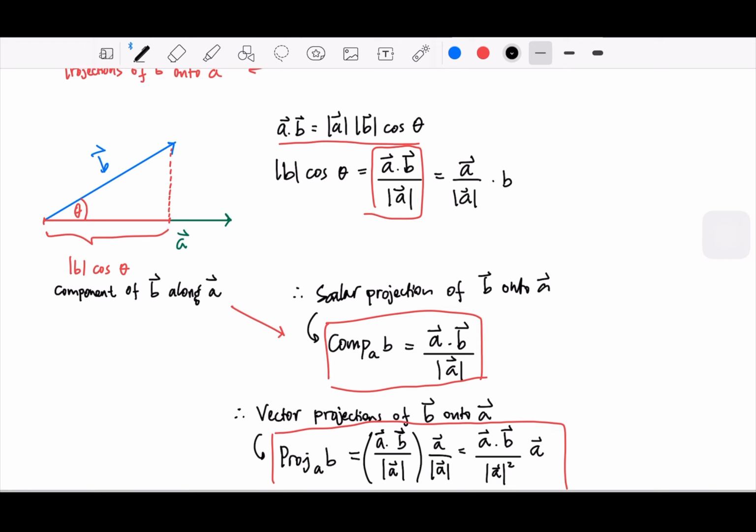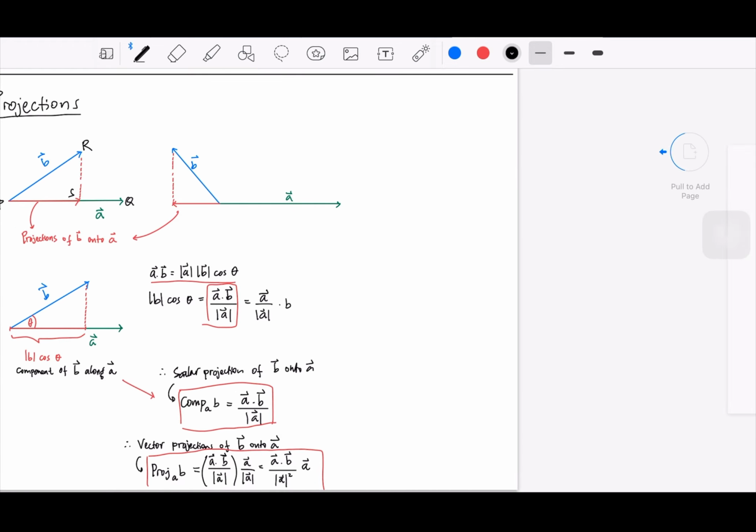Okay. Now the next one is the cross product. The cross product is a little bit difficult to imagine, if you try to imagine. So let me write the cross product.